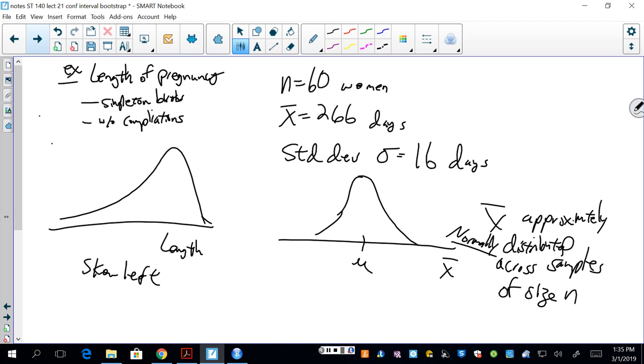Right? So the average values: you get one sample, you get one value, you get another sample of 60, you get another one. If you look at all the averages across those, they should roughly follow a normal distribution, even though if you took just individual values, they wouldn't look normal because of that skewness. And the distribution of X bar, the spread out here, is described by the standard error.